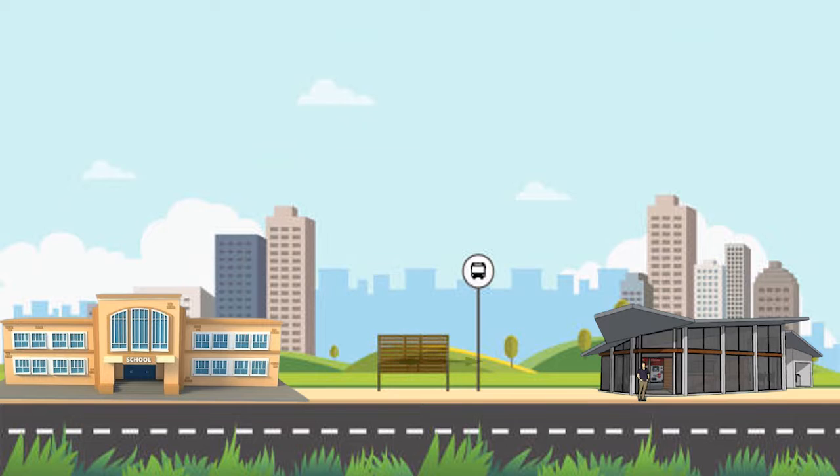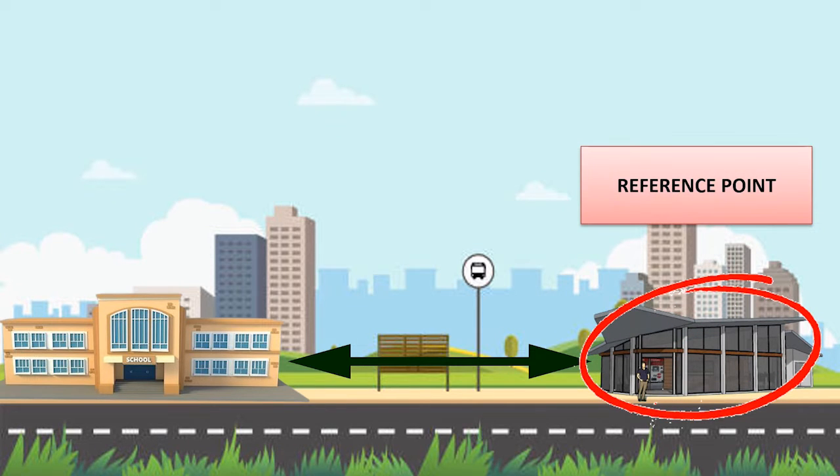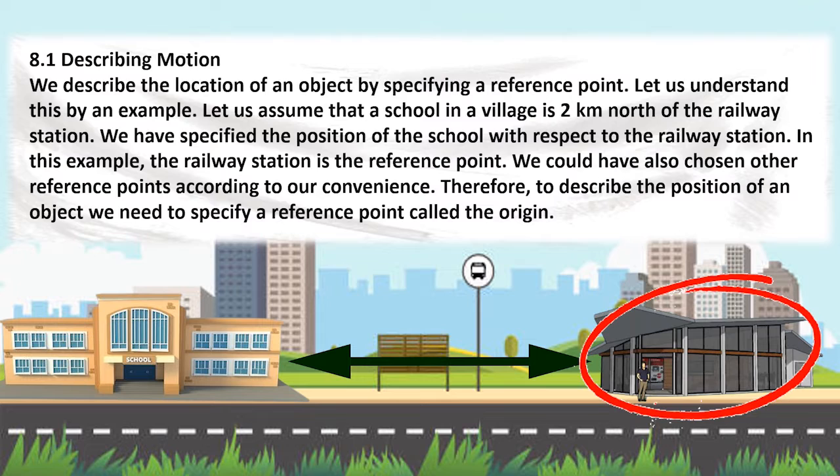Motion can be described by the timing of the location of the object concerning a specific point known as a reference point. Let us consider the example of a school. The location of a school is described as 2 kilometers north of the railway station. In this case, the position of the school is determined concerning the position of the railway station. Hence, the railway station is considered as a reference point.